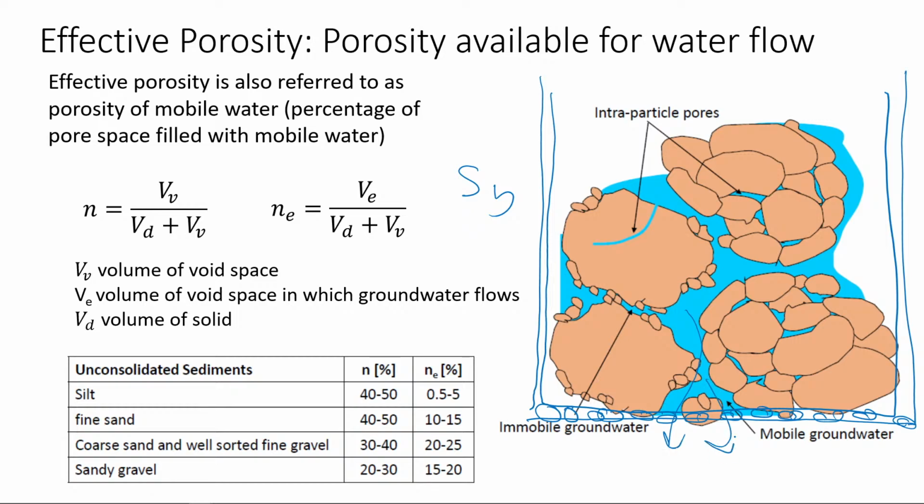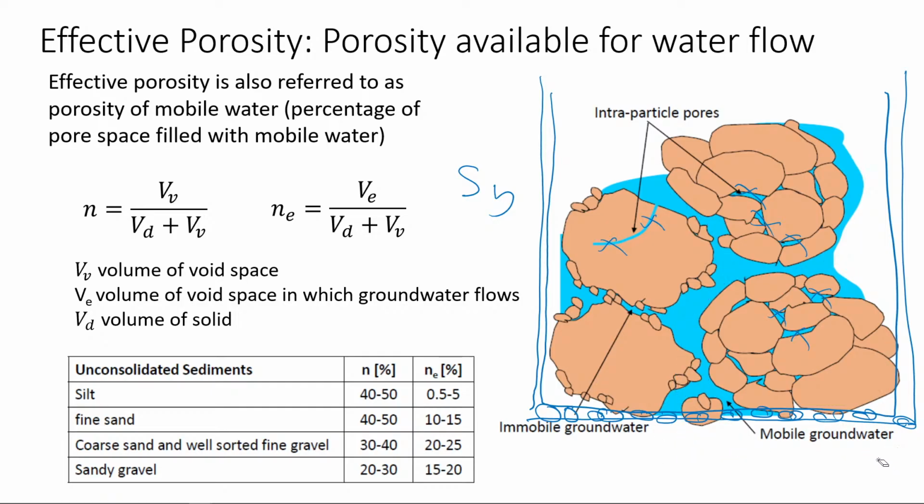It will drain. This water here will drain, this water here will drain, this water here will drain. This water will not drain, this water will not drain. This water will not drain by gravity. See, this is called specific yield.